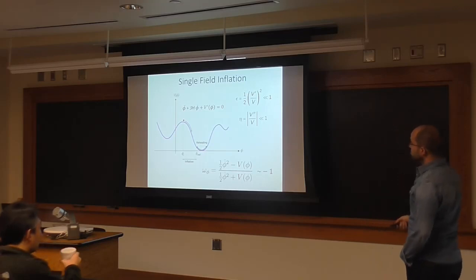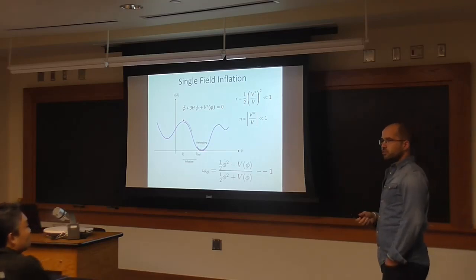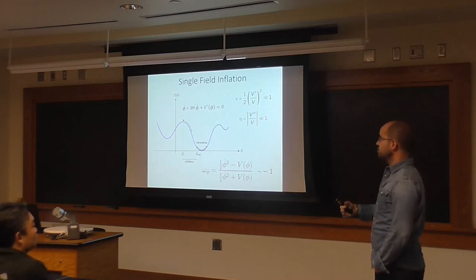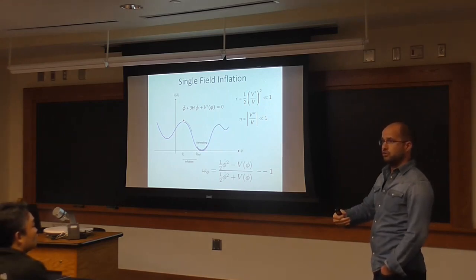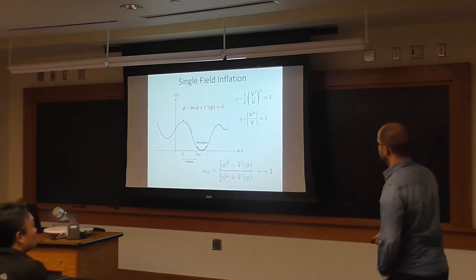So this is what you need to make the universe expand very brutally for a while, such that if you had inhomogeneities, or curvature in the early universe, all this gets diluted, and you end up with the universe we know today.